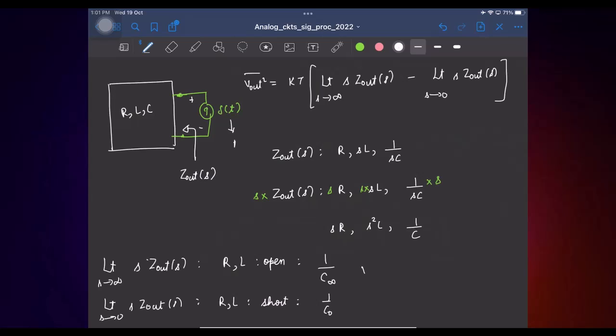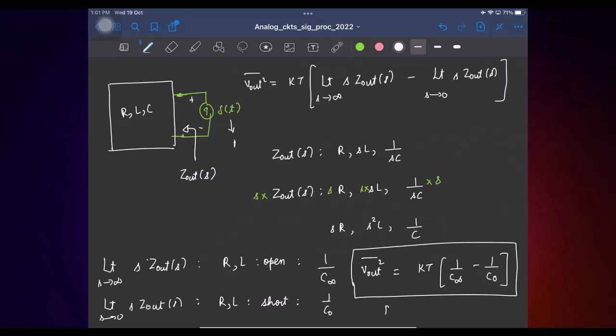Okay. So this finally simplifies to KT times (1 by C infinity minus 1 by C0), where C infinity is the effective capacitance you have when you open all the resistors and inductors in the network, and C0 is the capacitance when you short all the resistors and inductors. And this result was proved by Bode, the same guy who makes you draw the plots on graph. It's called Bode's noise result. Okay. So again, this is a very handy way to find the mean square noise.